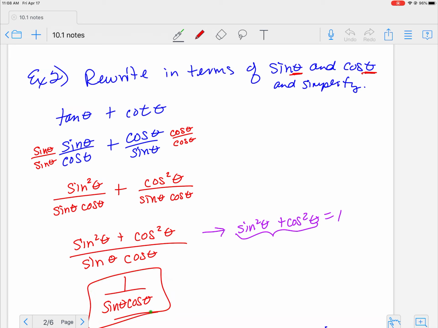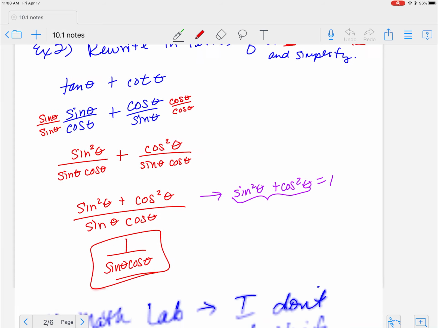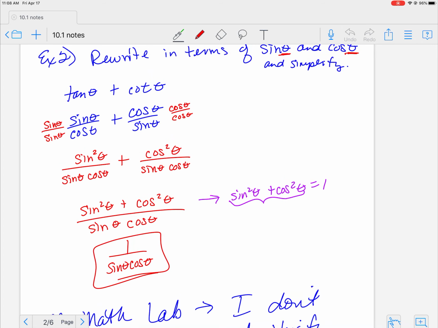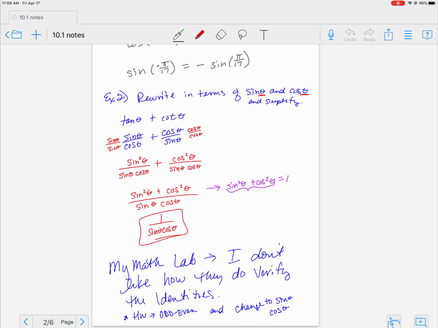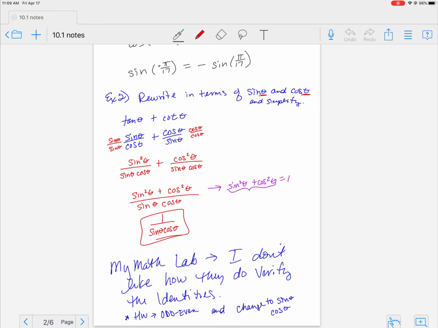The whole deal with this 10.1 is a big deal. And it's a big deal not because it's super application based, because it's not. It's really not. It's a big deal because you need to do this manipulation. And so I just put in here, my math lab, I don't like how they do verifying the identities. I don't even at all. So in your homework, you're going to have odd even like at the beginning and changing to sine and cosine, like what's happening here.